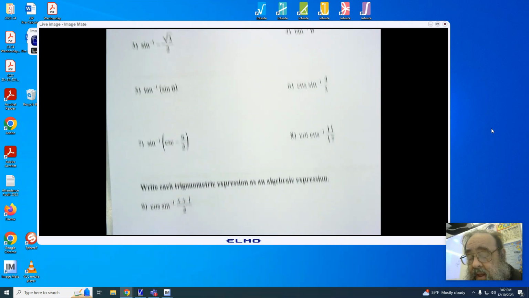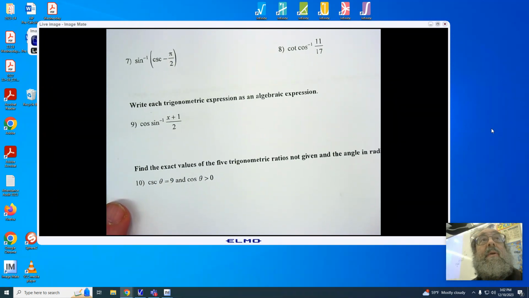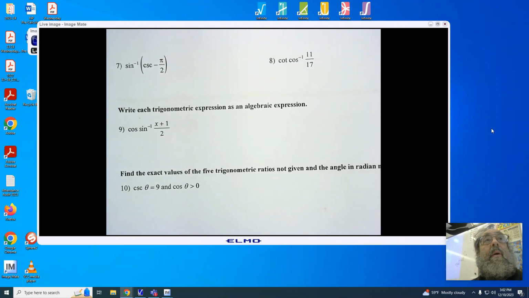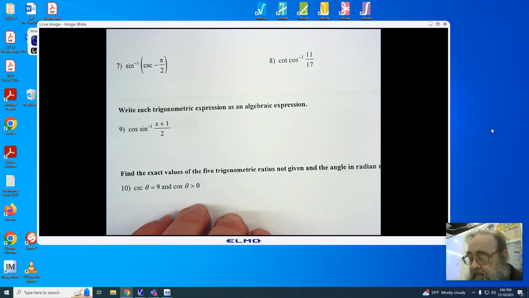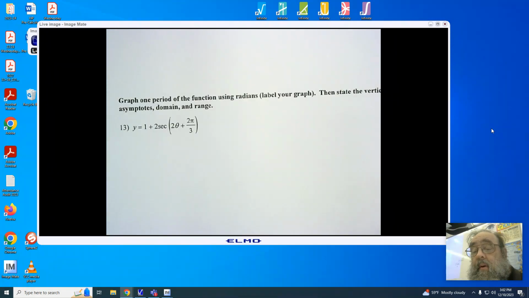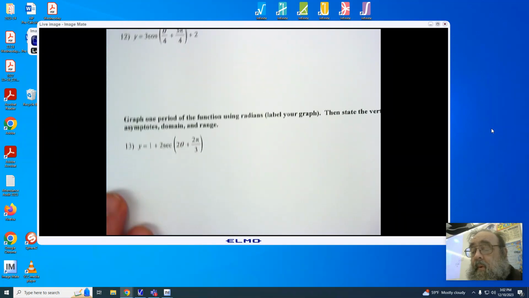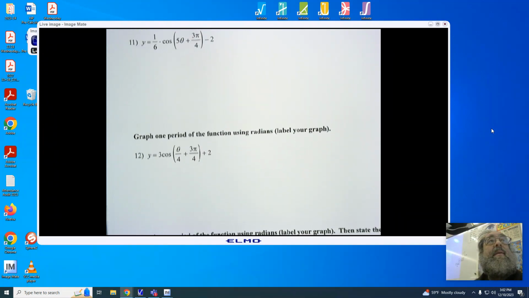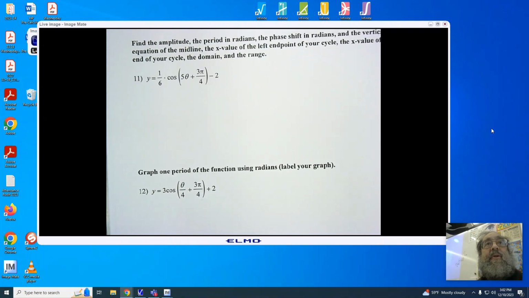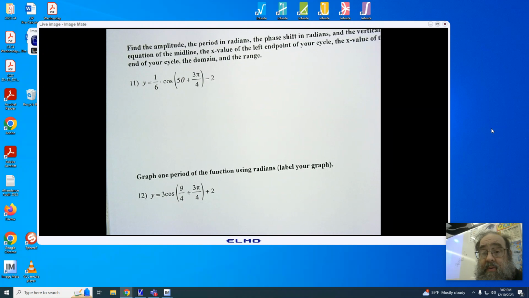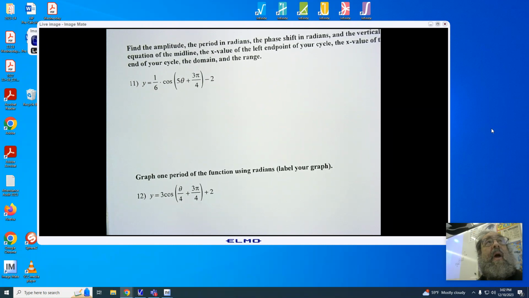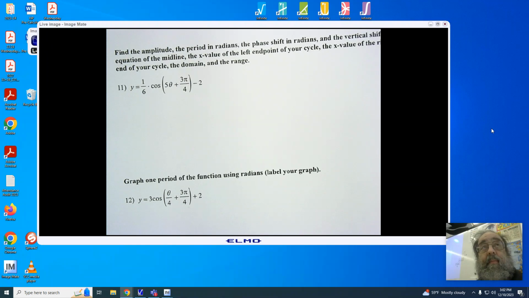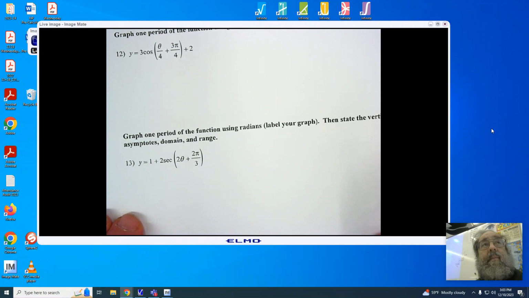I'm now going to give you the second 2 questions. Please take a screenshot. And then finally, we have graphing, where we are graphing a secant, cosecant, tangent or cotangent, sine or cosine. In this case, you'll notice we have a cosine here. And then we're going to graph a secant.